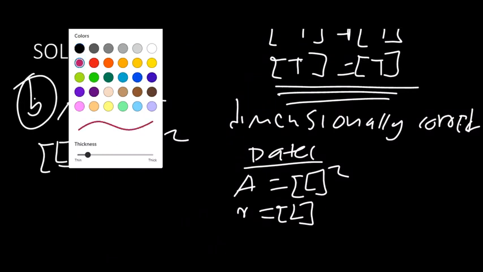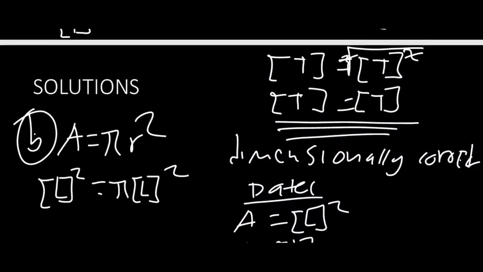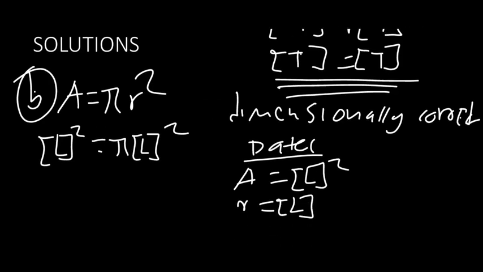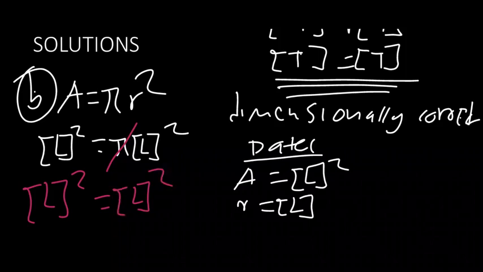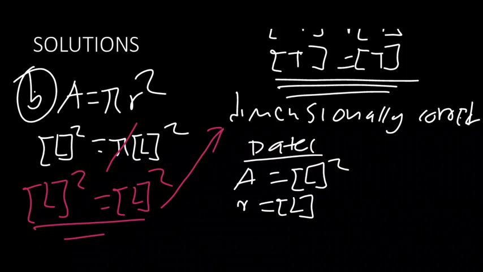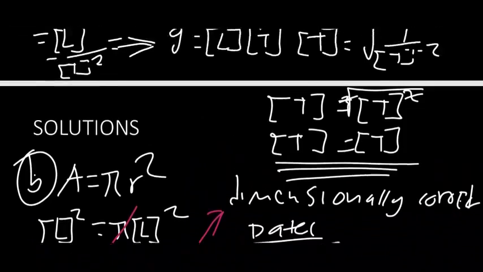Here we can actually eliminate a constant. So we can eliminate that. So what you're going to remain with is actually, which also we can say it is dimensionally correct there. So that is for B.